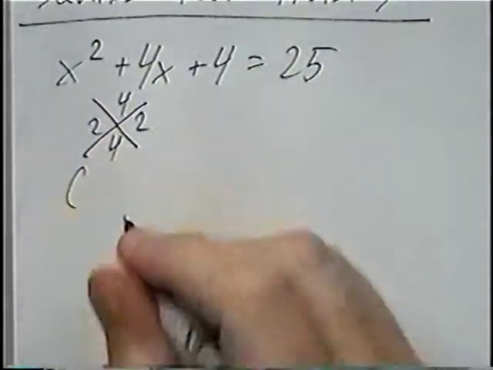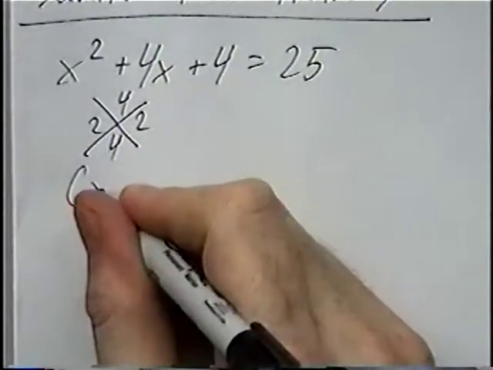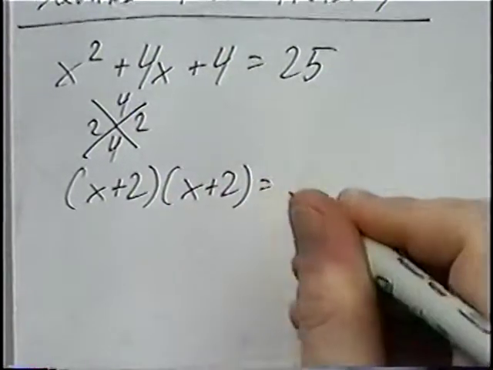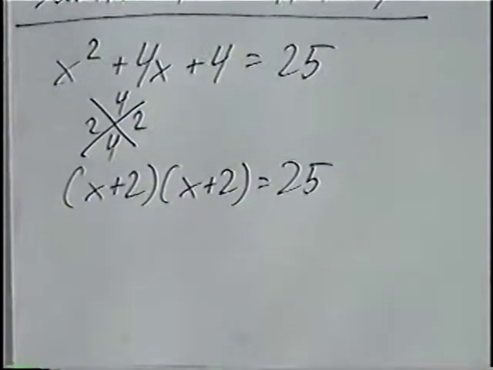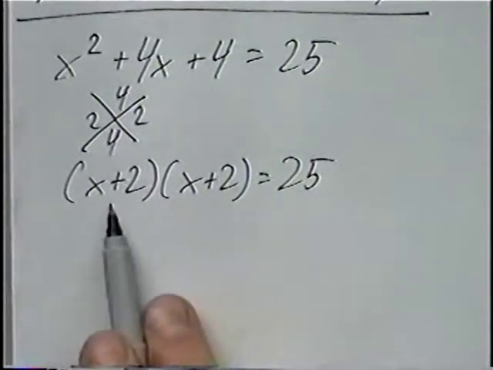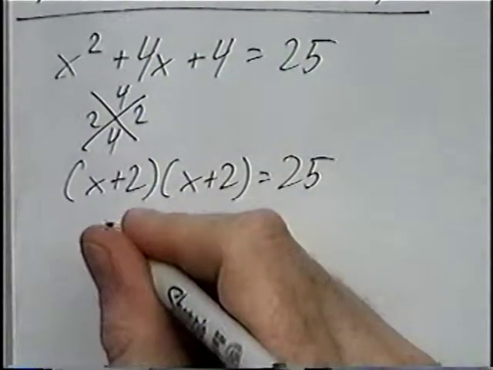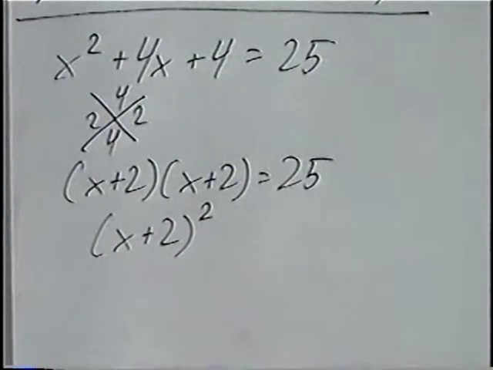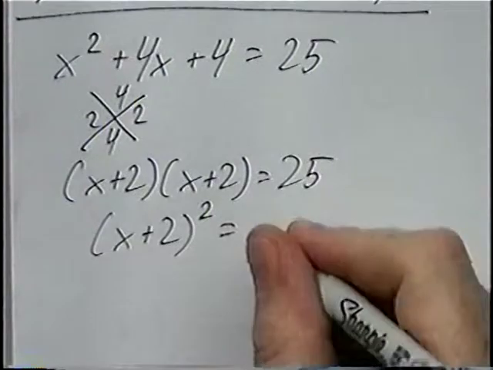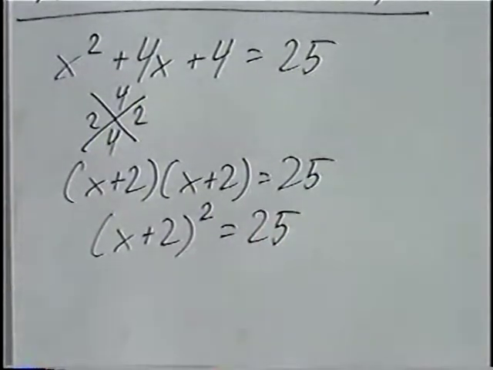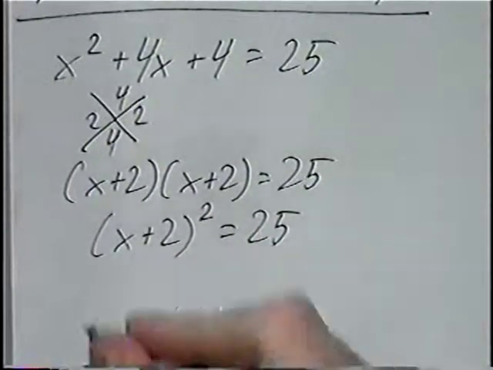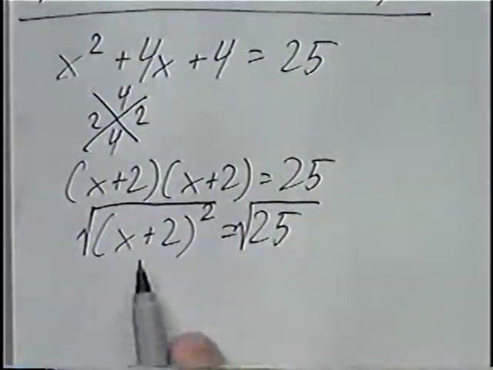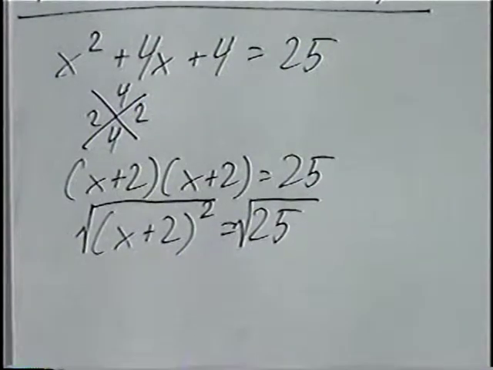Rewriting the question, using the factors of 2, we'll have x plus 2 and x plus 2 equals 25. Simplifying this, if we have the same parentheses, x plus 2 times x plus 2, we can rewrite that as x plus 2 squared equals 25. From here, we can use the square root property, which means we can take the square root on both sides of the equation, and the equation will still be equal.